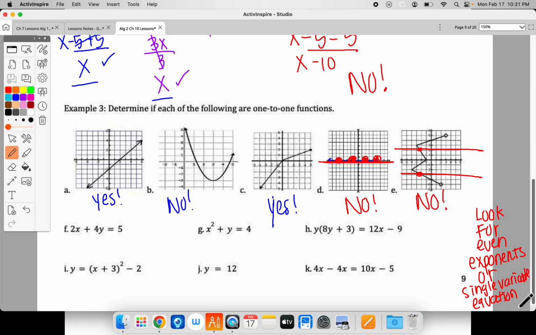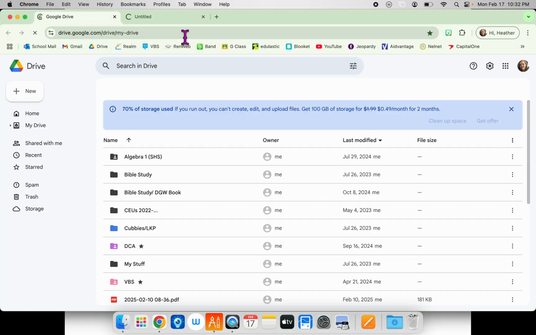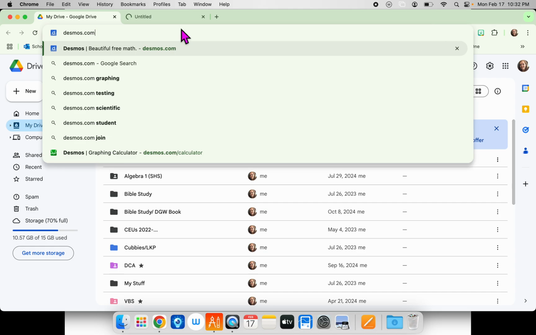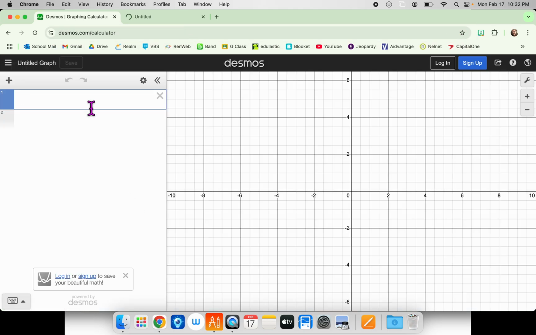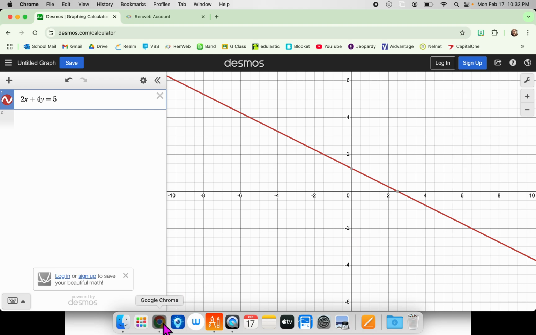So if it only had an x, or it only had a y, single variable equations. So for this one right here, I don't have any even exponents, and I have 2 variables. So this one is a one-to-one function. And I'll show you this on a graph so you can see why. So this is 2x plus 4y equals 5. So if I went across or vertical, it's going to pass the one-to-one test. So that one is definitely a one-to-one function.